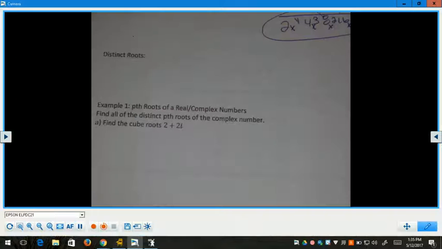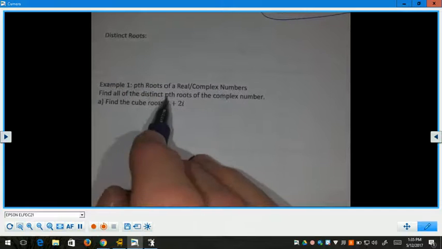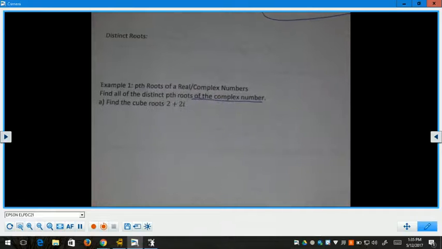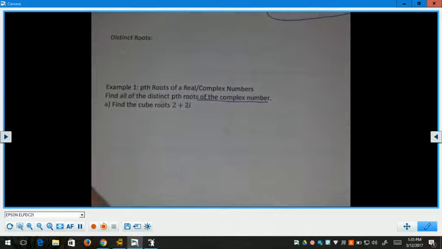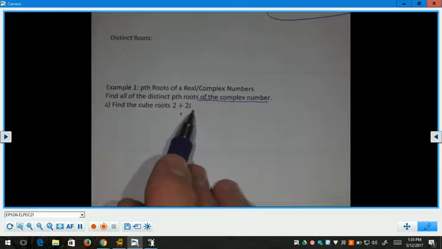So we are looking at distinct roots and how to find them. If you're going to find the distinct roots of a complex number, the first thing you need to do is make sure which form it is in right now, rectangular or polar? Rectangular. It's in rectangular form, right?